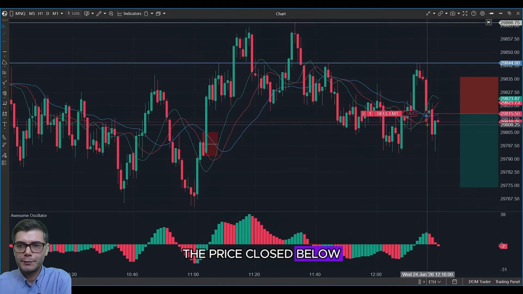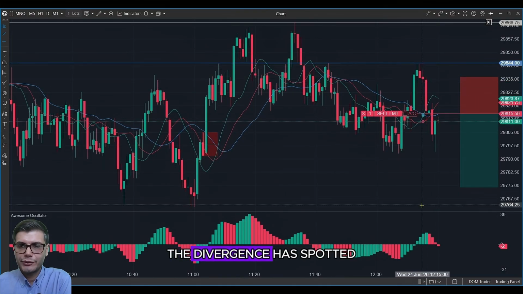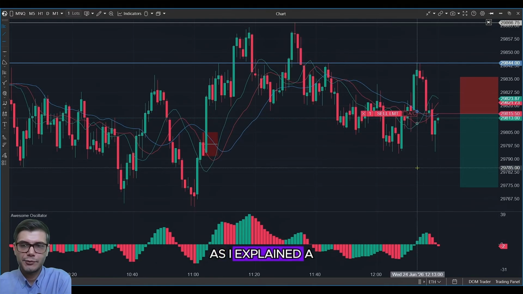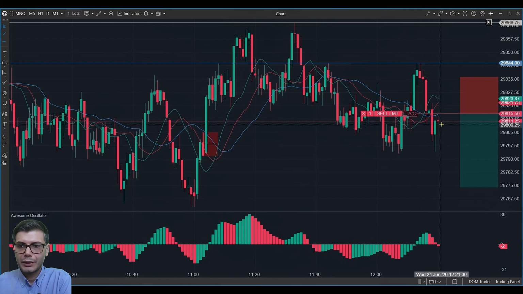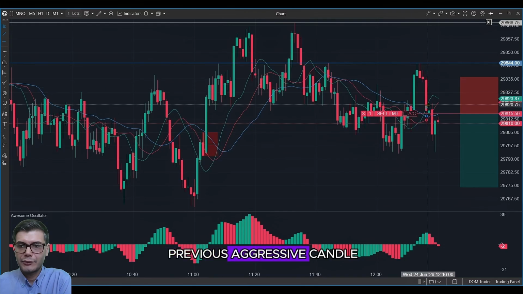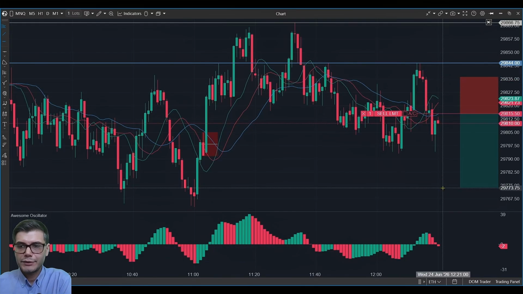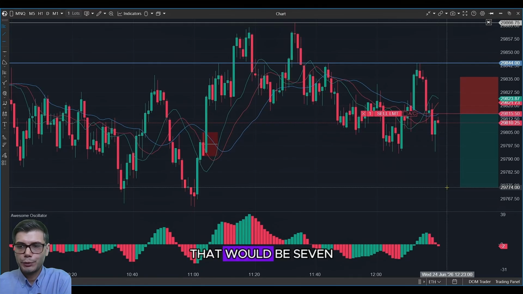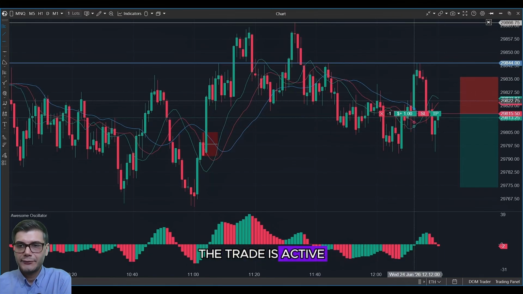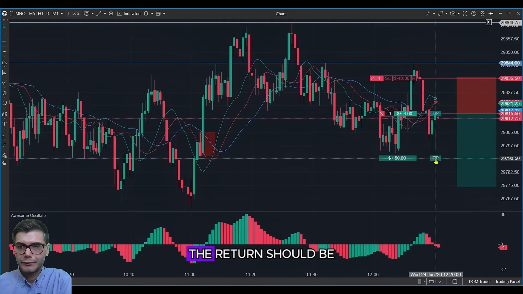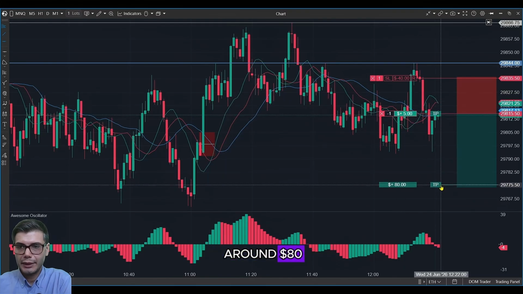The price closed below the alligator. The divergence has been spotted on Awesome Oscillator, as I explained a few seconds ago. Once the trade is active, stop goes above the previous aggressive candle, $836, and we will be targeting 1 to 2. That would be $774. The trade is active. Time to move the stop. The risk is $40. The return should be around $80.